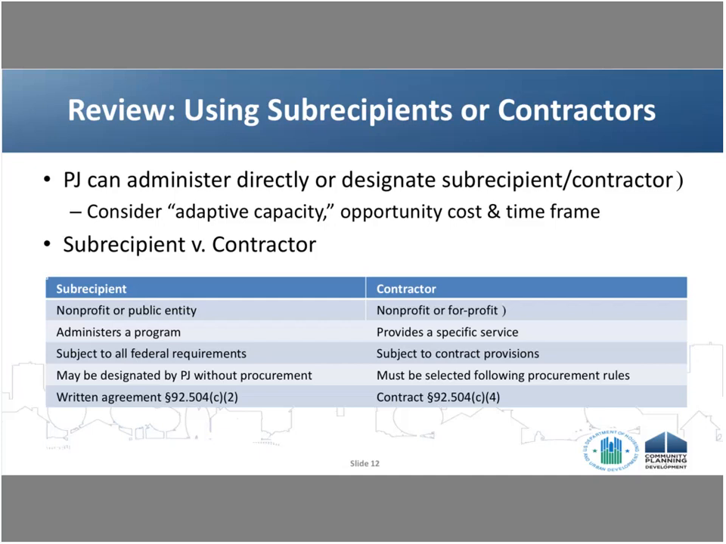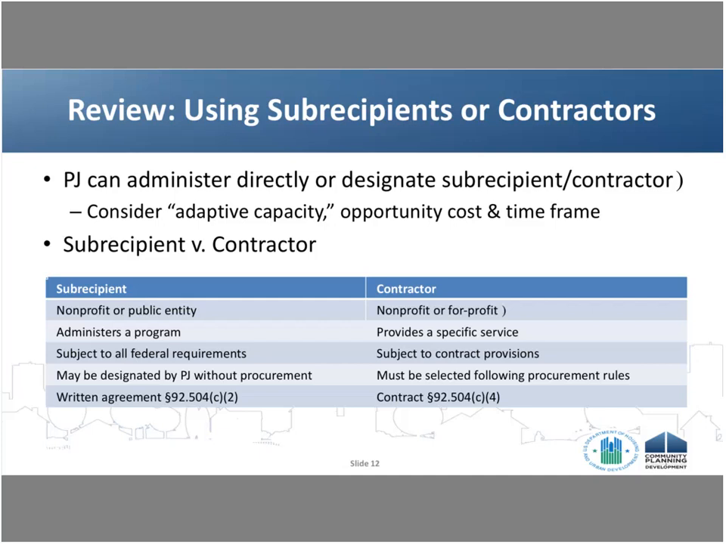As part of your administration, they do not have to be selected following procurement rules, but can be selected by the method that the PJ uses locally. We had a number of questions of saying we don't have to procure a subrecipient, and the answer is no, you do not. If you want to look that up, it's in 92.2 in the definitions section of the HOME rule. Look under subrecipient, and you'll see that's the last sentence in the definition, that it's not a procurement when you select subrecipients, and that's a standard federal rule. However, you do have to execute a written agreement between the PJ and the subrecipient that includes all the requirements.